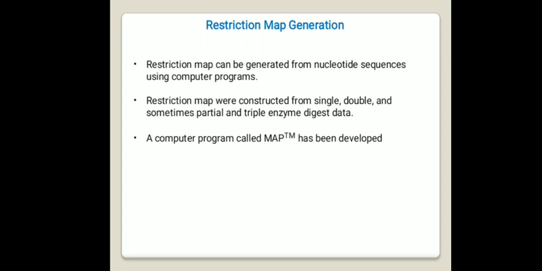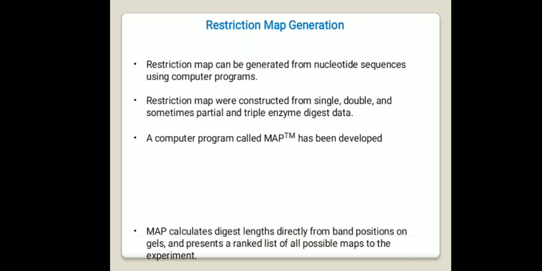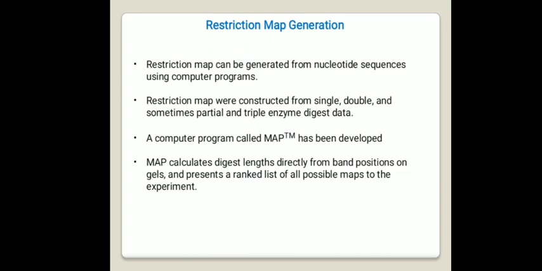A computer program called MAP has been developed by William Pearson, Johns Hopkins University, Baltimore, and IntelliGenetics. MAP calculates digest lengths directly from band position on gels, takes into account constraining information like the existence of known sites and fragments, and presents a ranked list of all possible maps to the experimenter. In this way, a genetic map, a restriction map, can be easily prepared using these computer programs.